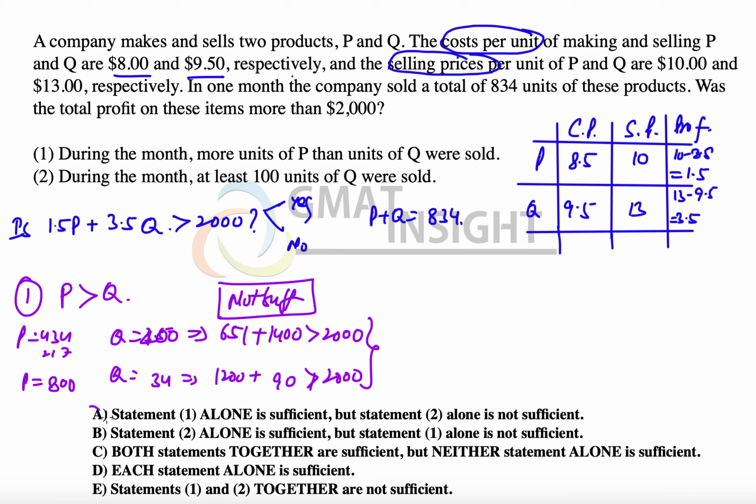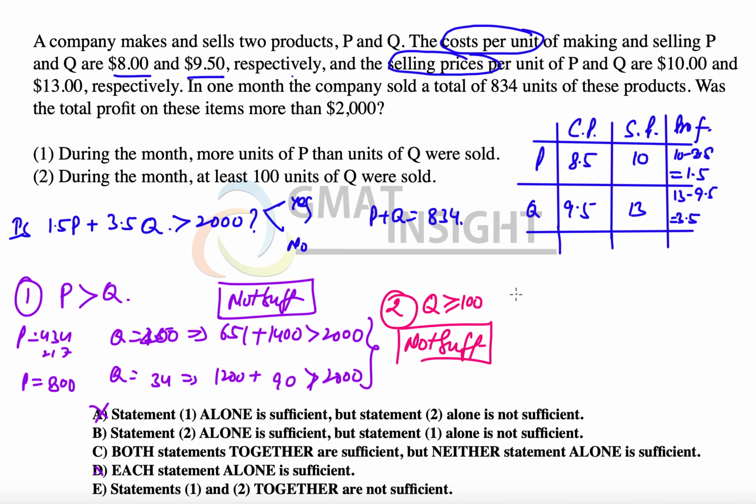Options A and D are out. Let's check the second statement. The second statement says that during a month at least 100 units of Q were sold. So Q has to be greater than or equal to 100. That's once again not sufficient. As we have already seen in the first statement, if Q is equal to 34, the profit is far less than $2,000. Even if we make it 100, even then it won't be true.